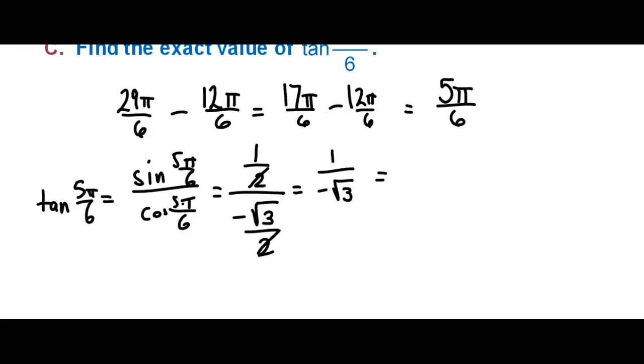When we rationalize this, we're going to get negative root 3 on the top, and on the bottom, we're going to get root 3 times root 3, which is just 3. So my final answer for that would be negative root 3 over 3.